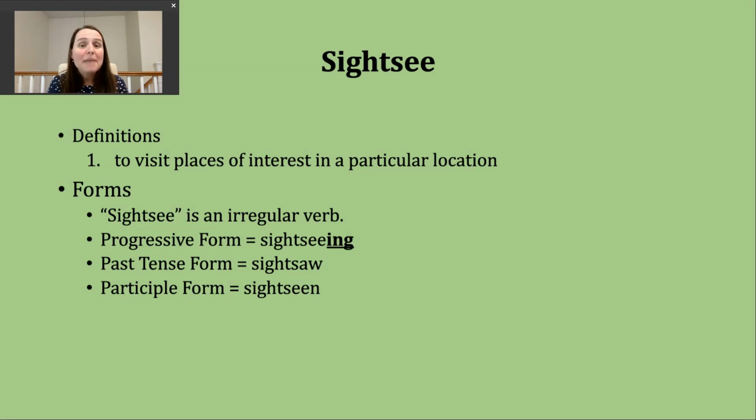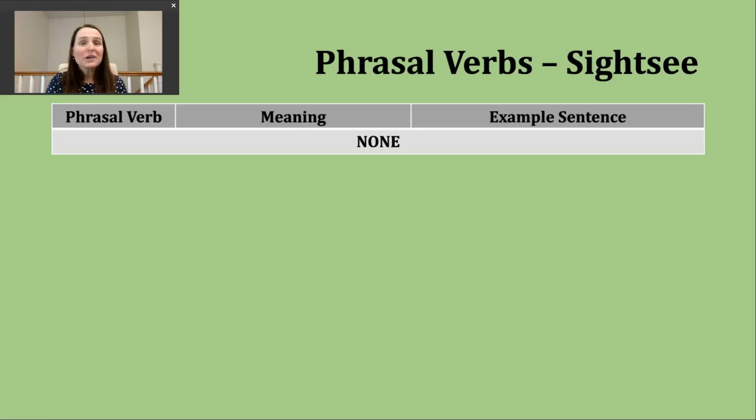Okay, so to make the progressive form of this, I just add ing to form sightseeing. But then our past tense form will be sight saw, and our participle form will be sight seen. So saw and seen are those irregular forms of the verb see. So hopefully you can see that connection. Now, there aren't any phrasal verbs that you need to know for this particular verb.